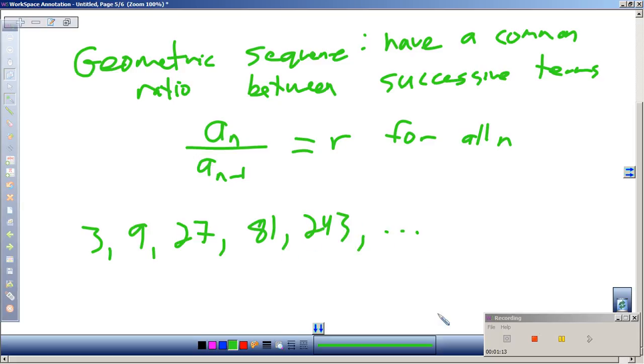So, if you look at this one, what is 81 divided by 27? 3. What is 27 divided by 9? What's 9 divided by 3? 3. So in this case, r equals 3, our common ratio.